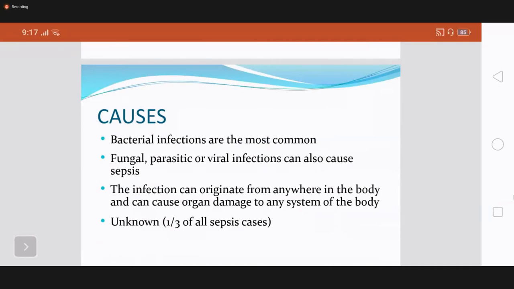So some of the common causes of sepsis are bacterial infections, which are the most common. In the next slide, we're going to see which are the commonest infections. Sepsis can also occur as a result of fungal, parasitic, or viral infections. Usually the fungal infections we see in patients who are immunocompromised, who are diabetics, who are on chemotherapeutic agents. And the infection, like I said, can originate from anywhere in the body and it can cause damage to any system of the body. And also there might be unknown causes, one third of all cases of sepsis.